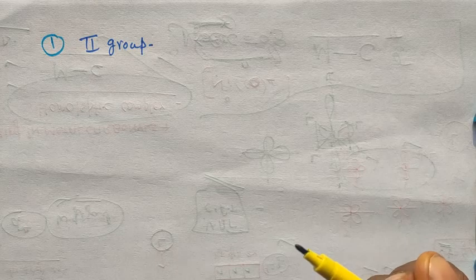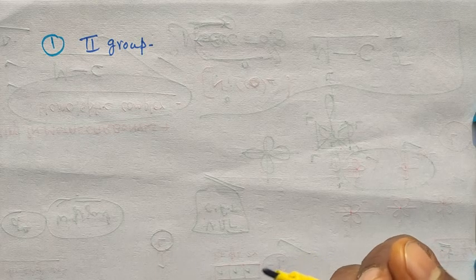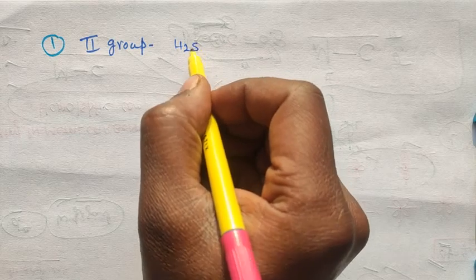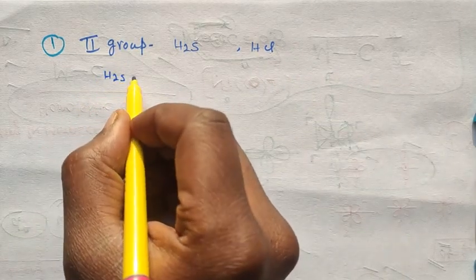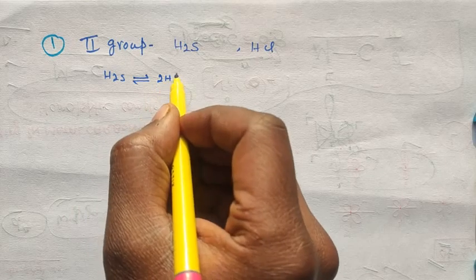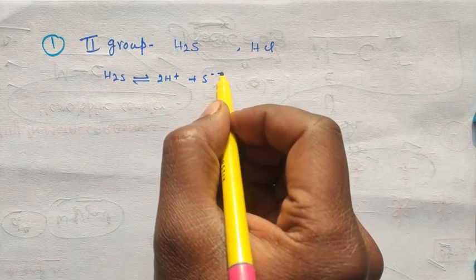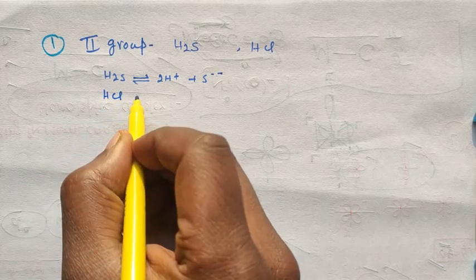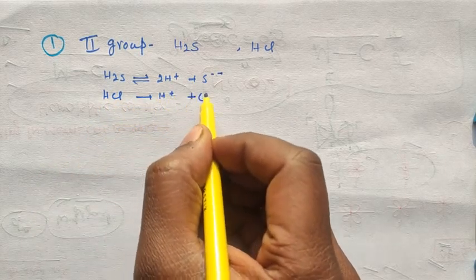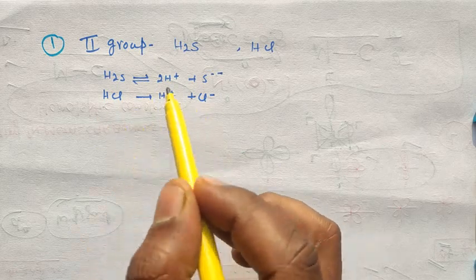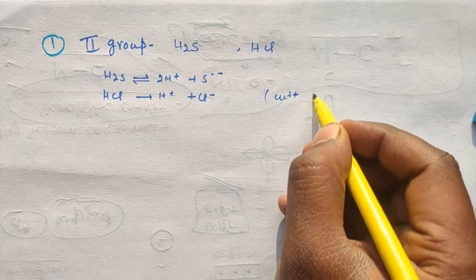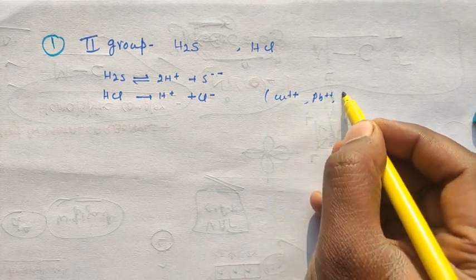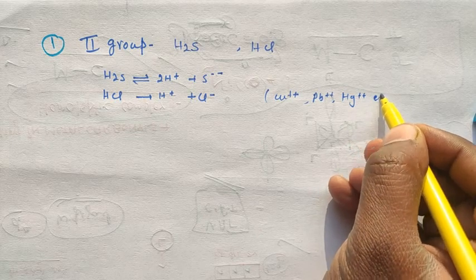of qualitative analysis, the ionization of a weak acid like H2S is suppressed by the presence of a strong acid, HCl. What will happen? This is H2S. As you know, it is weak, so it will give 2H+ and S2-. If you add HCl to it, it will again give H+ and Cl-. So this will cause precipitation of the sulfides of the second group only, meaning Cu2+, Pb2+, Hg2+, etc.